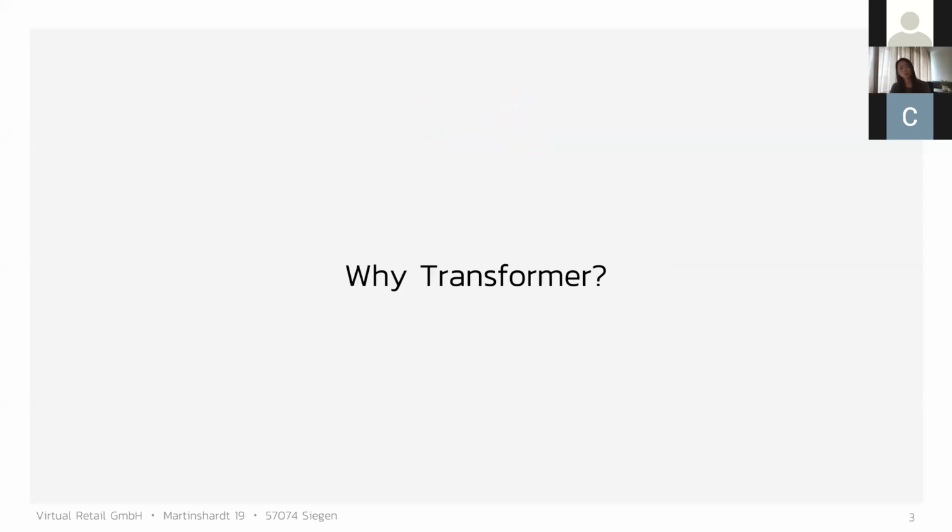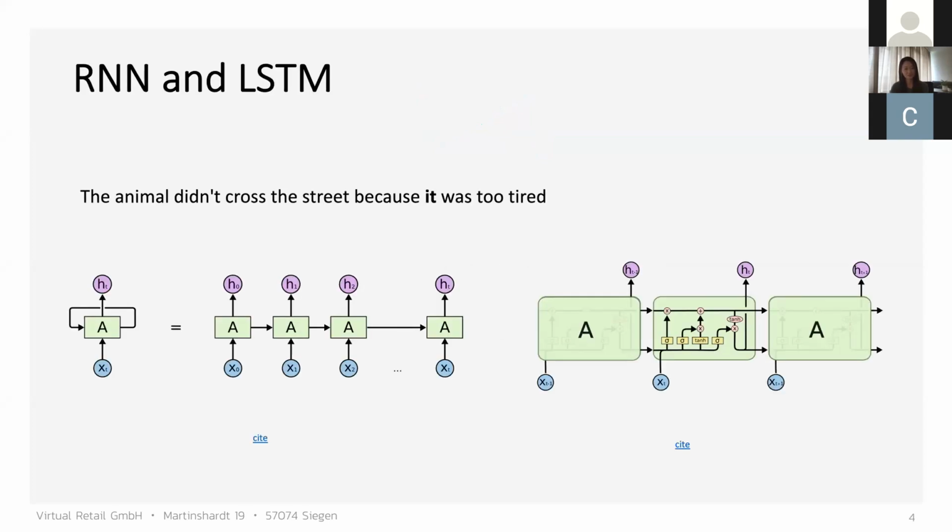So why transformer? A short answer is it can model long dependencies. The transformer was initially introduced in NLP. With NLP, you normally have, for example, a sentence like "the animal didn't cross the street because it was too tired," and the "it" is referring to the animal.